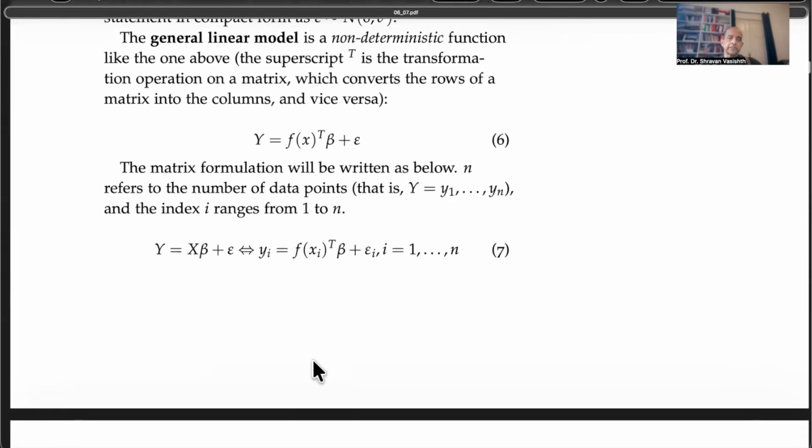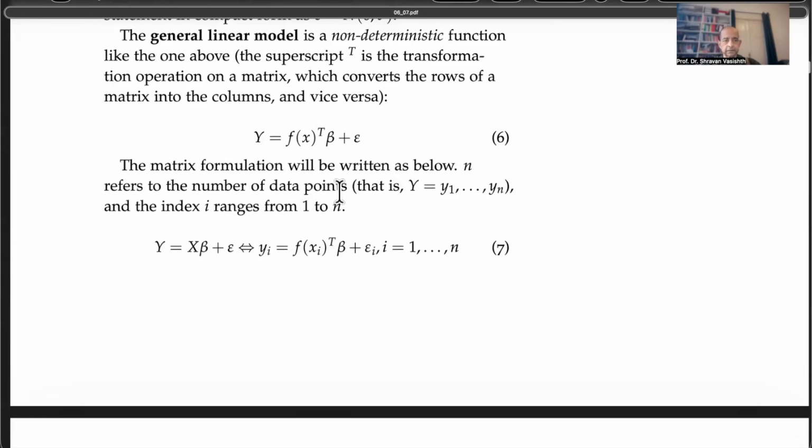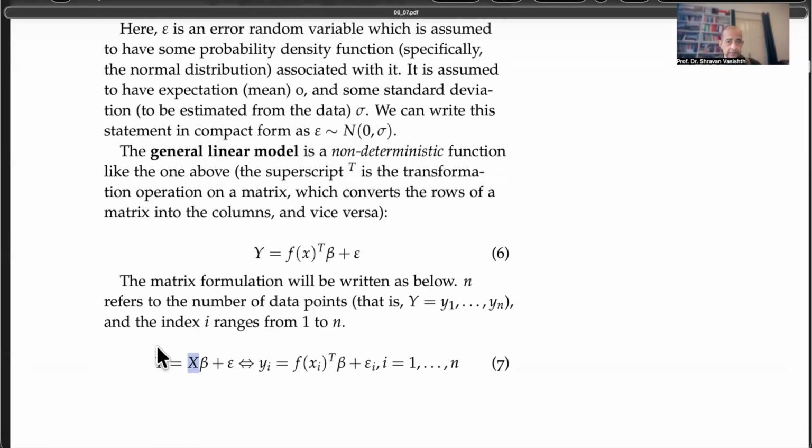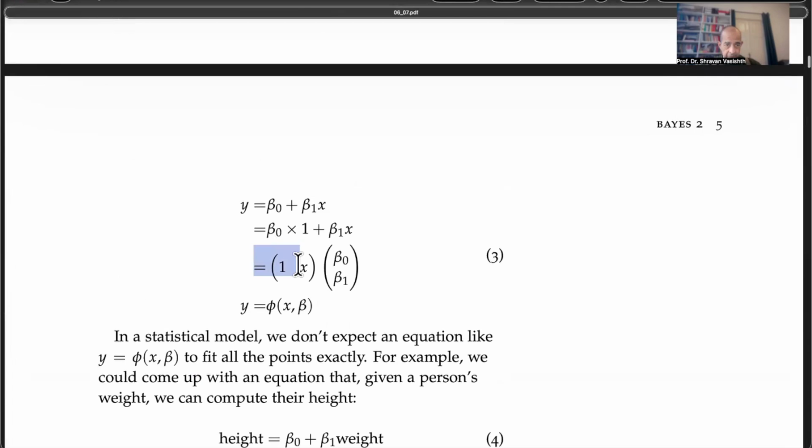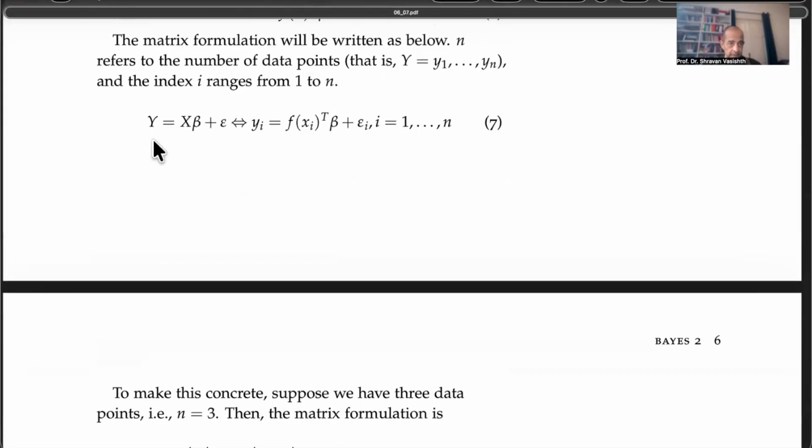So the matrix formulation of the linear model can be written like this: n is the number of data points, okay? And then we have an index that ranges from 1 to n. This capital Y is the observed data, and X is the matrix that contains this information. The first column is a 1 because that has to be multiplied with the intercept, and the predictor is another vector there. Okay, so that's my X matrix here.